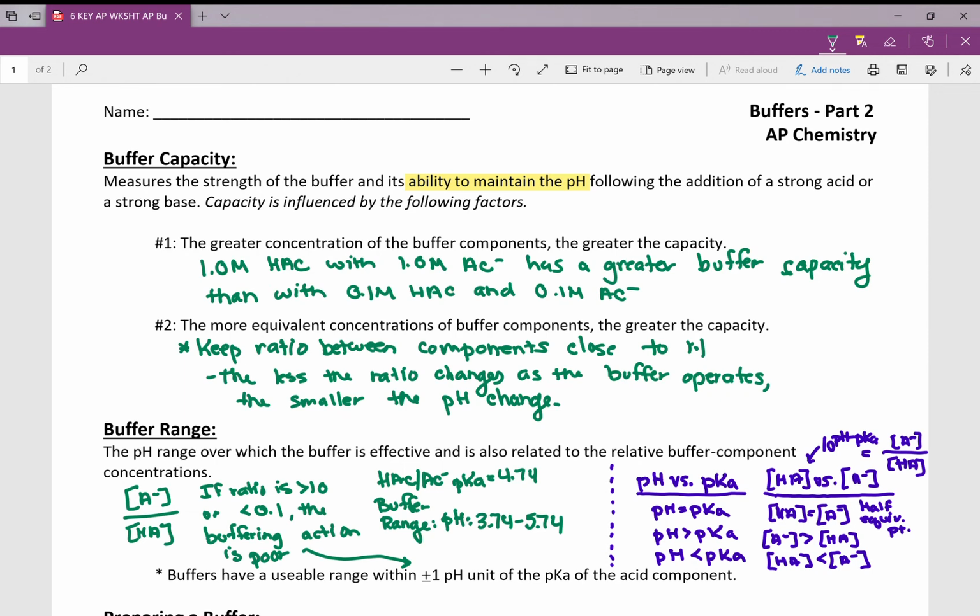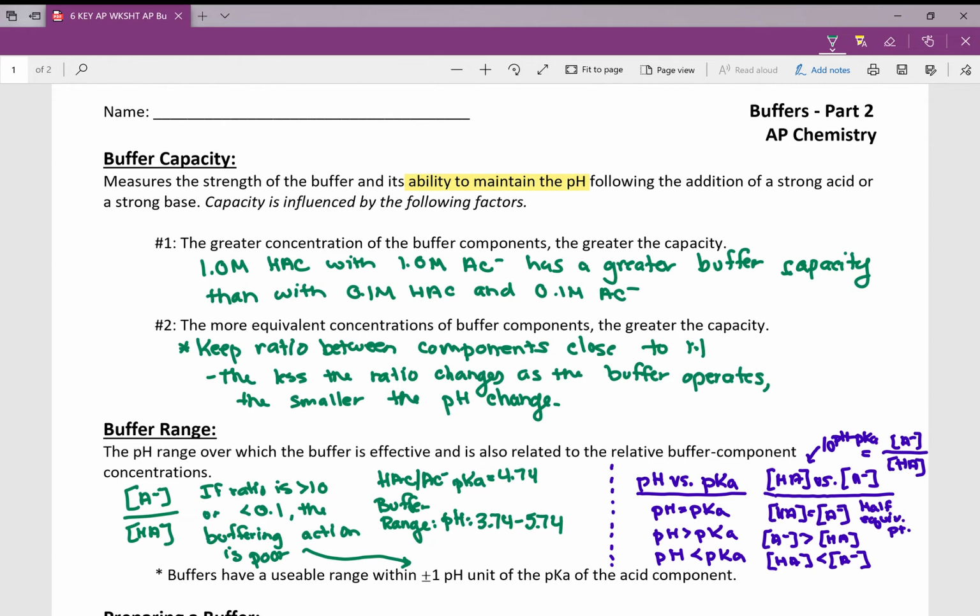All right, we are going to wrap up buffers in this lesson, and it will lead into our weak-strong titrations later this week. So the first thing we want to discuss briefly is buffer capacity. The capacity of a buffer has to do with the strength of the buffer and really its ability to maintain the pH following the addition of a strong acid or a strong base to it.